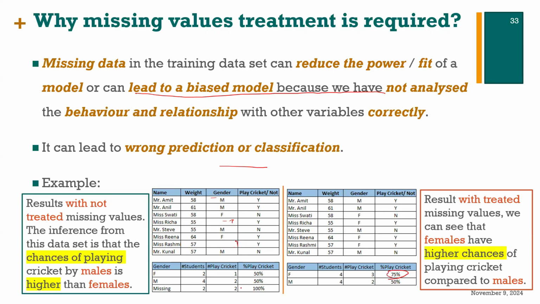So AI would have assumed that the male may have a higher possibility of playing cricket than the female. However, after treating the missing value, it became very clear who among male or female plays cricket most. We can see that the female have higher chances of playing cricket compared to the males. So with missing values, we may end up not being able to have correct prediction or classification, depending on the problem we have. And sometimes it could lead to bias.